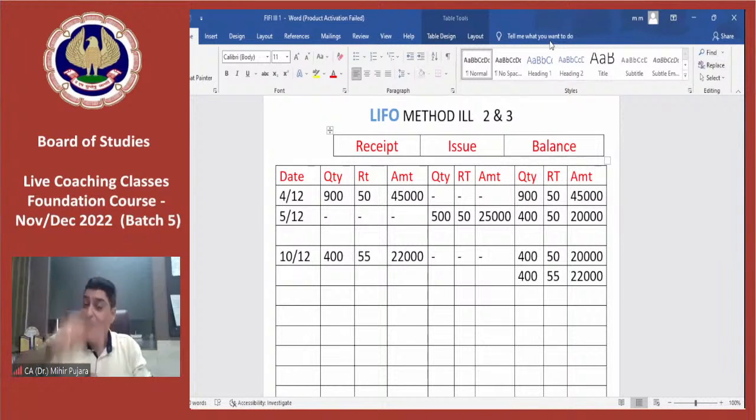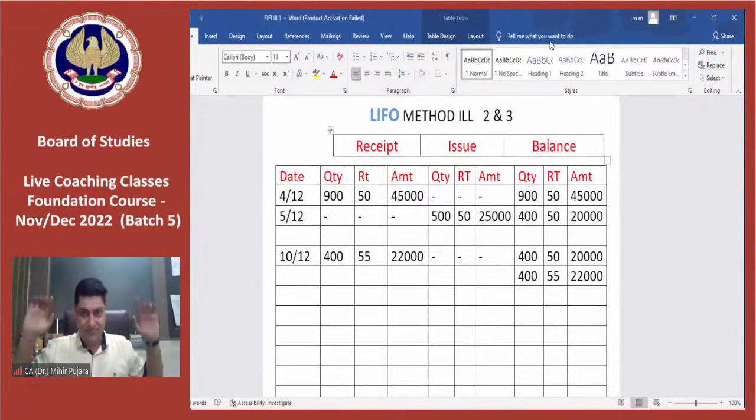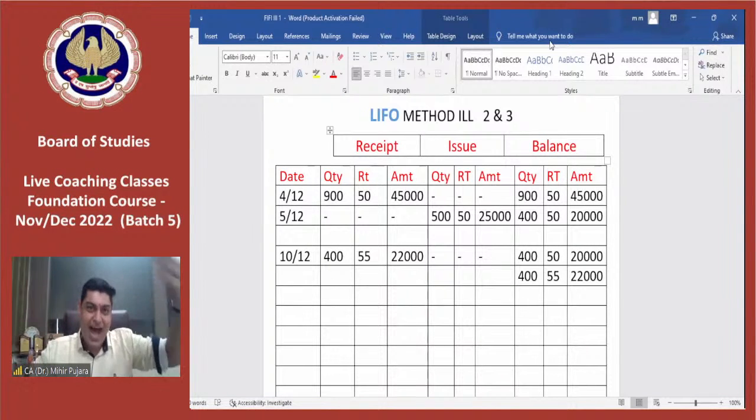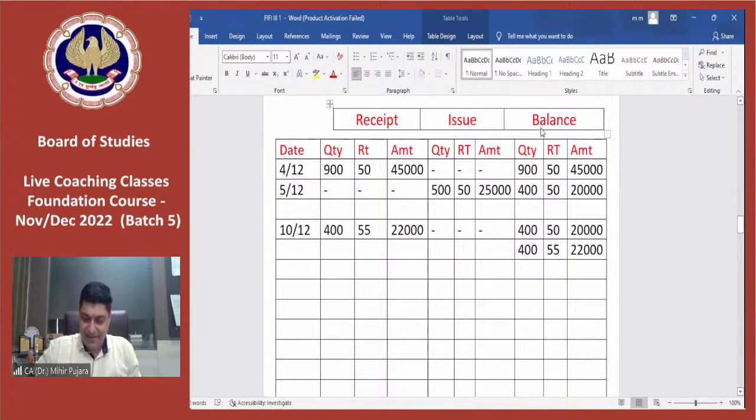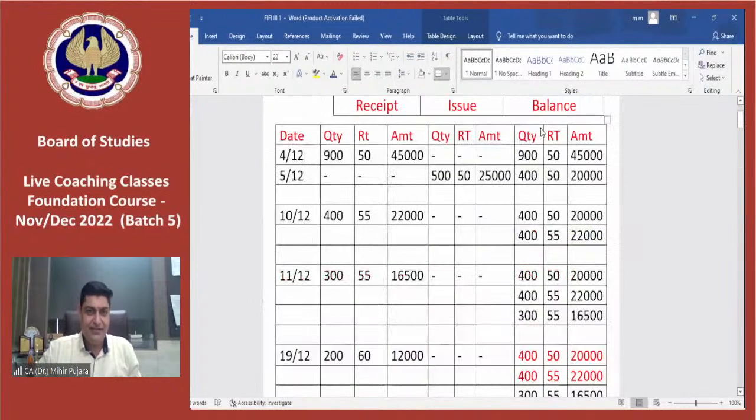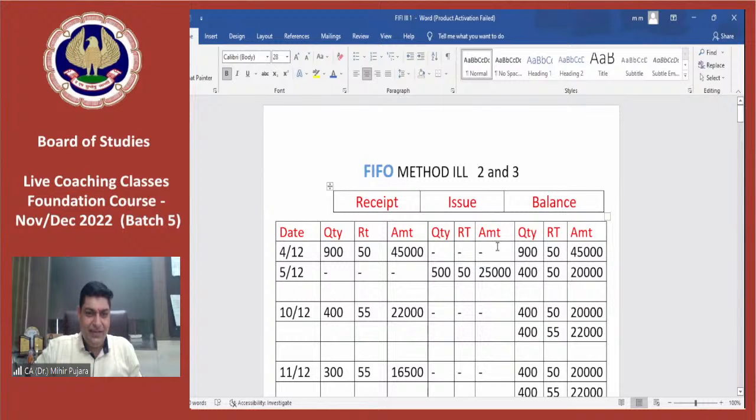And therefore, if there is no issue till 28th, I can say, sir, 11th purchase, 19th purchase, issue is on 20. So till 20, my answer will remain same. Till 20, I will have to do the same, because receipts are there. There is no issue, receipts are there. Simply I can copy paste.